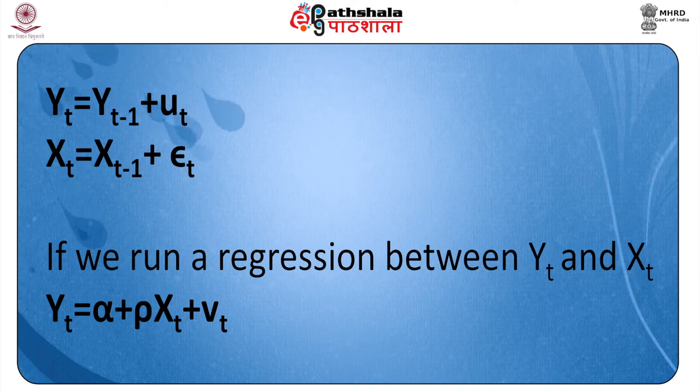If we run a regression between yt and xt, then we would obtain yt is equal to alpha plus rho xt plus vt. Despite lack of any causal relationship, we are likely to find a significant t ratio for the null hypothesis H0, which is that rho is equal to 0. The problem is that the t test of rho equal to 0 is not normal distribution with mean 0 and variance 1, even asymptotically. The standard asymptotic distribution theory does not apply when variables have unit root.